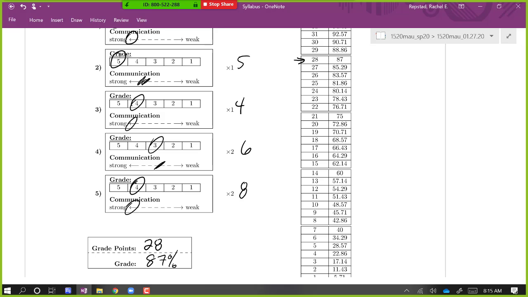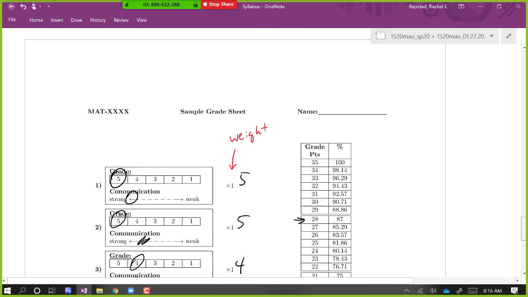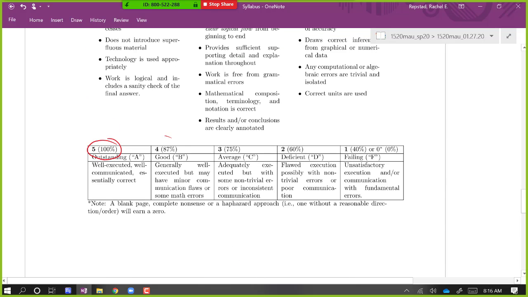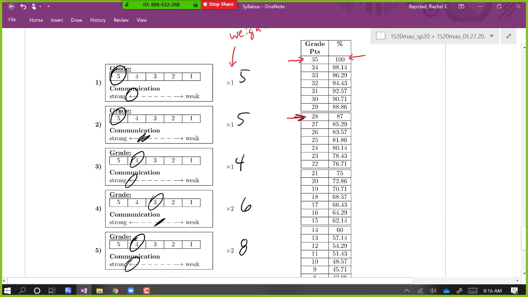I'm going to explain how I make this table, not because I need you to explain it back to me, but just in the interest of being transparent about how I get your numerical score at the end. If somebody got a 5 on everything, on each problem, you would expect that they get 100%. So if somebody got a 5 on everything here, it would add up to 35 grade points, and that's why 35 grade points is aligned to 100%. If somebody got a 4 on everything, you'd expect them to get an 87%. And that would add up to 28 grade points. So that's why 28 is aligned at 87%.